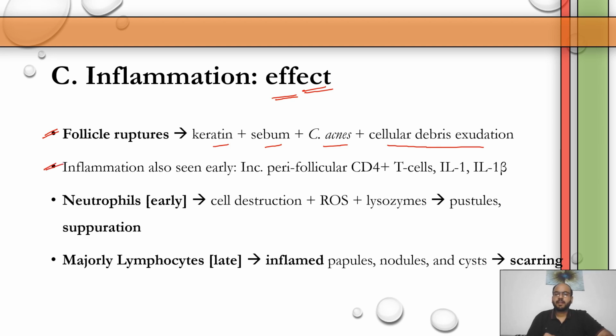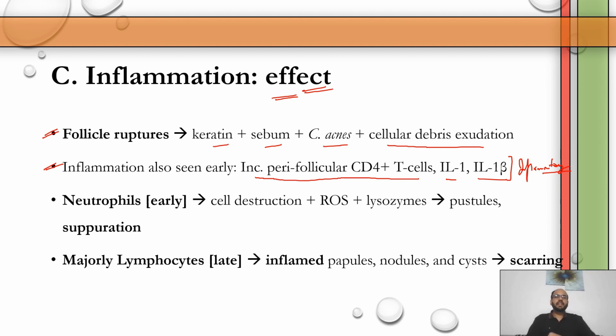Inflammation can also be seen early, and that is evident from the increased perifollicular CD4 plus T cells, interleukin 1 and interleukin 1 beta. These cytokines are responsible for inflammation, and it has been found that patients who are prone to acne can have increased perifollicular CD4 T cells and interleukin 1 before the clinical development of acne. So some people say that inflammation could be the starting step, not as an effect, but as a trigger. We'll discuss inflammation as a trigger in the next slide.